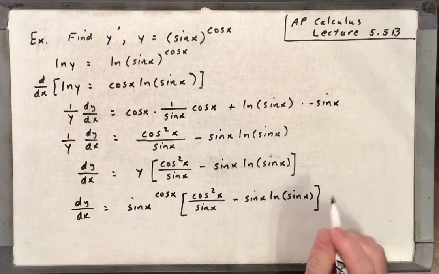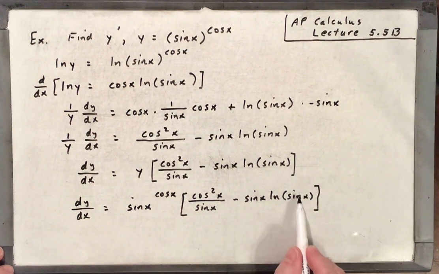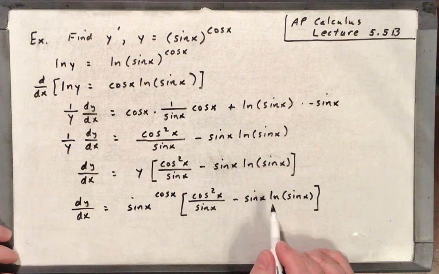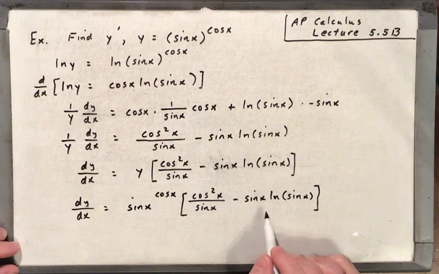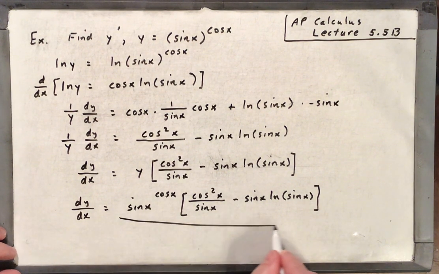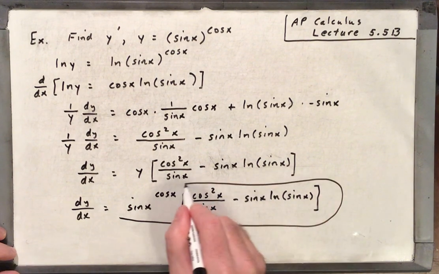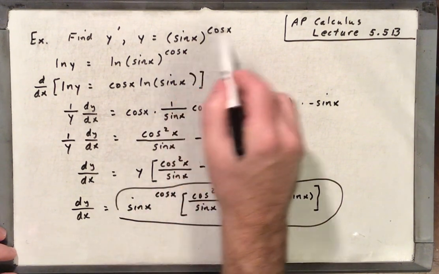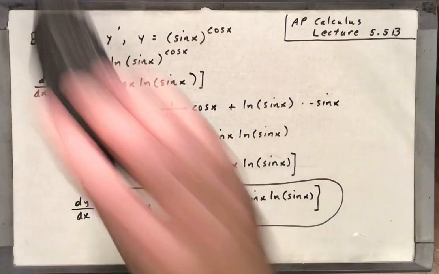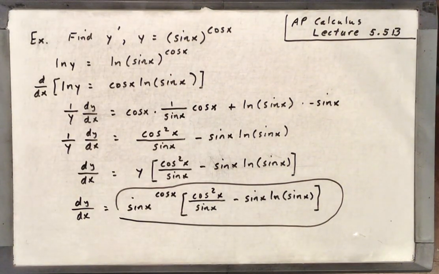Okay, so we could multiply this side by sine x over sine x, put this fraction together. I just don't see that that makes things a whole lot better, so we're just going to leave it like this, and that is the derivative of sine x to the cosine x. All right, pretty fancy. Okay, I'll give you a second, pause that.